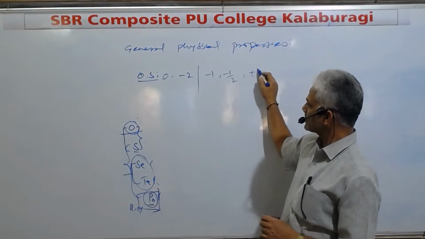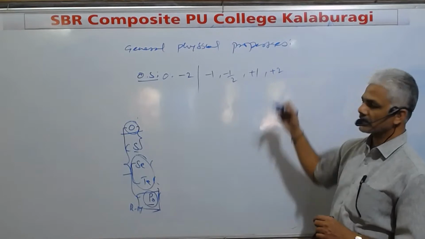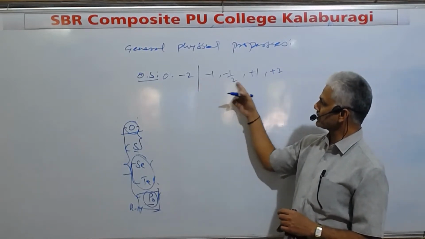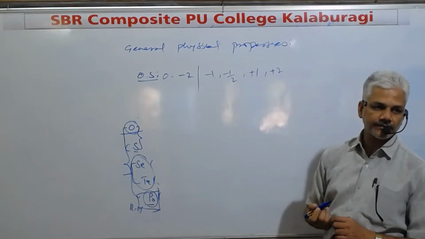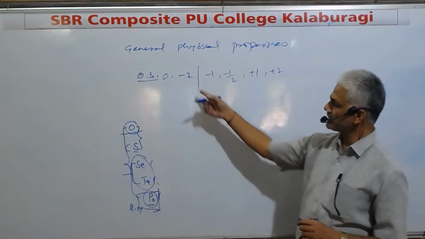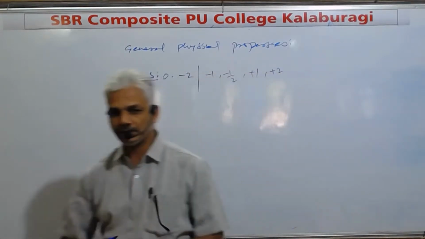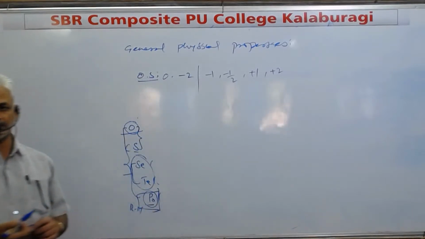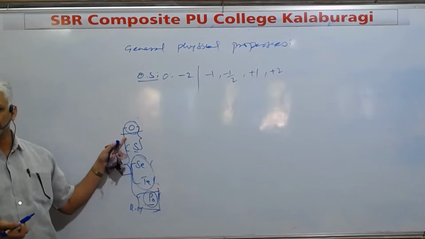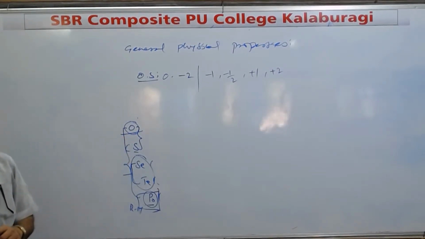In superoxides, it will be -1/2. In monofluorides, it shows +1. In difluorides, it shows +2. So total oxygen can show how many different values? 5 values. But the range is in between -2 to +2. Higher values are not possible. Why are they not possible? Because oxygen has no vacant p orbitals. It cannot expand its configuration.